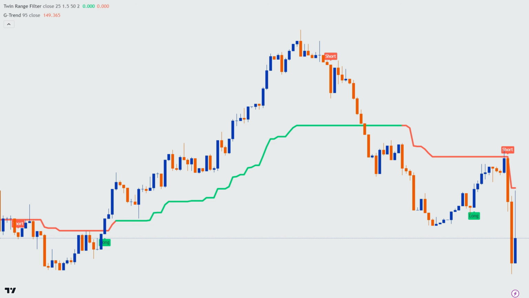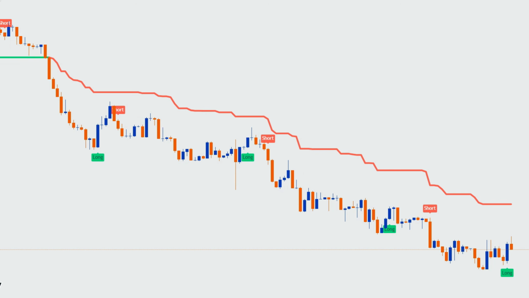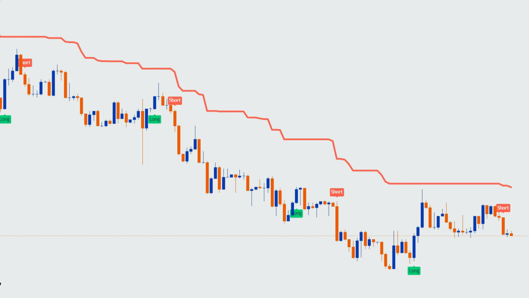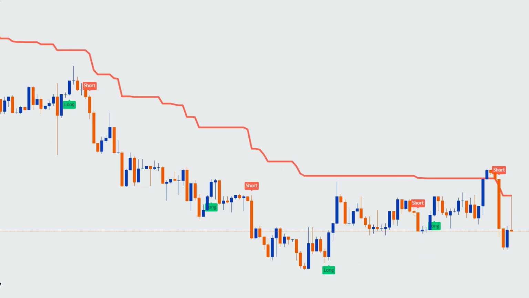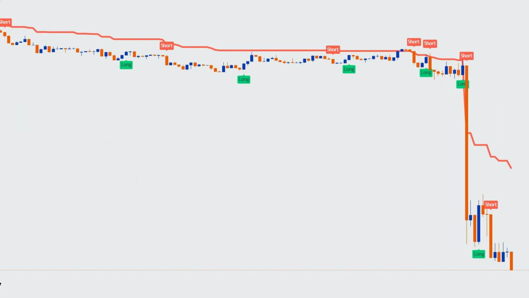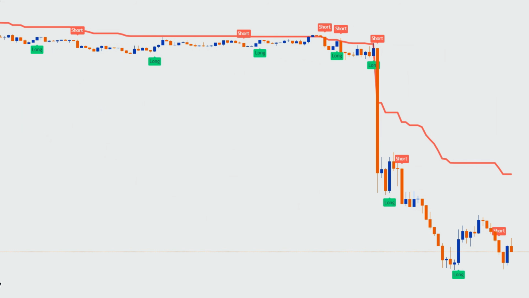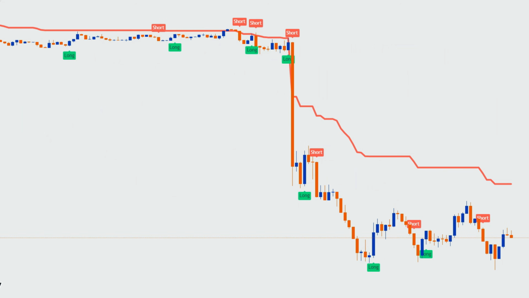This will make it easier to clearly discern the trend direction. This powerful indicator acts as a shield against false signals, significantly enhancing the accuracy of our strategy. By aligning our trades exclusively with the prevailing trend, we can greatly improve our chances of success. If the trend indicator indicates a bearish trend, we will only consider sell positions.